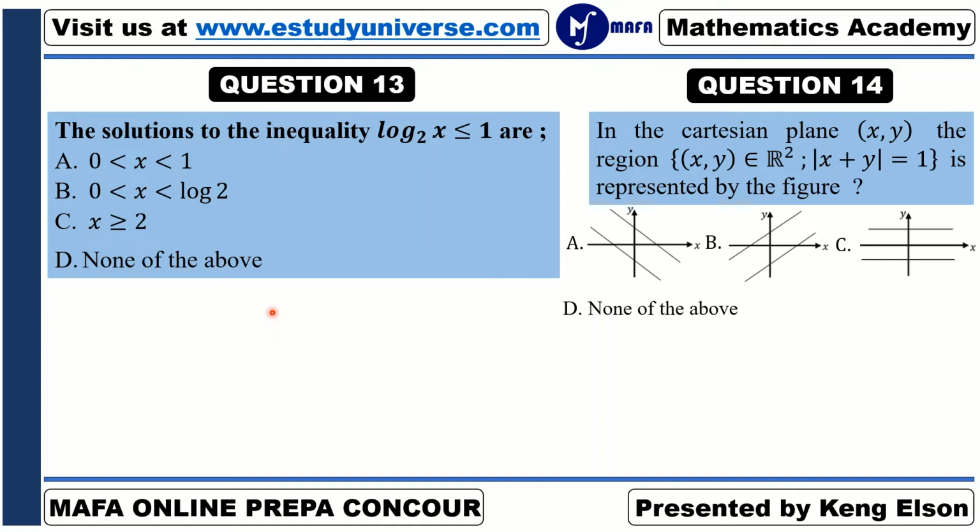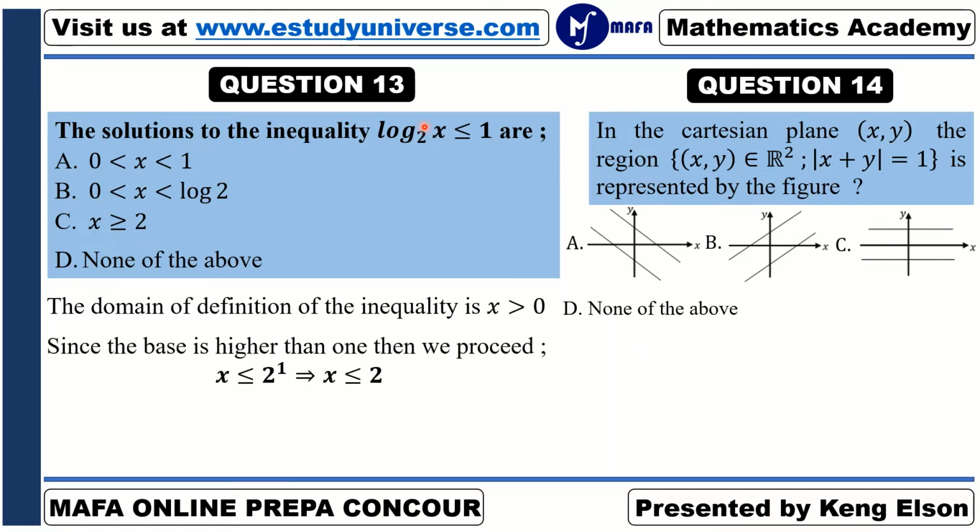So the first thing to do is that we have to find a domain of definition of this inequality, because the function involved here is not always defined in the set of real numbers. There are some restrictions to it. So for the logarithmic function to be defined, the argument, which is x, must be positive. So that's the domain of definition of this inequality. Now, since the base of this inequality is greater than 1, we follow the convention. Okay, so we are going to have x less than or equal to 2 raised to the power 1, meaning that x is less than or equal to 2.